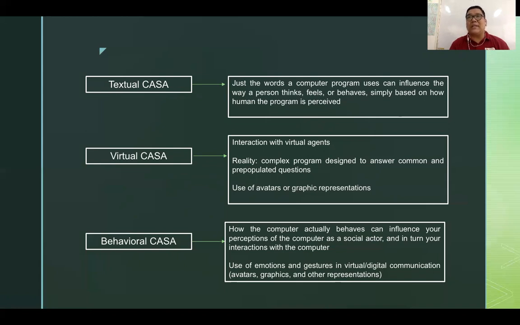And these virtual agents are oftentimes automated avatars. So it's already system generated, in which responses are just sent to the person interacting with the computer. So the use of avatars or graphic representations becomes very helpful in this context. Now, the third type of CASA is behavioral CASA.